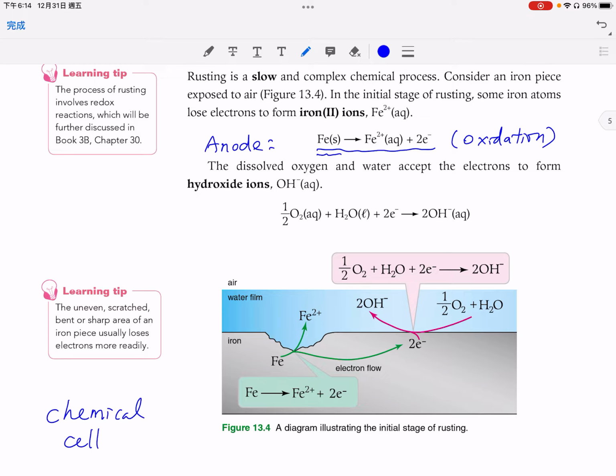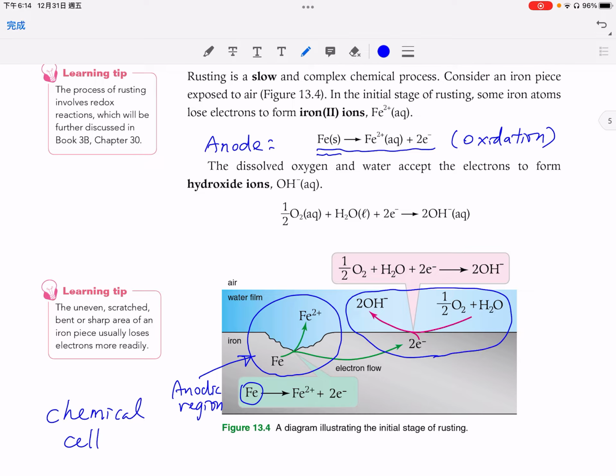So, I would say that this part or this region may be regarded as the anodic region, because oxidation of iron is to take place here, while the other region, for example here, may be regarded as the cathodic region.